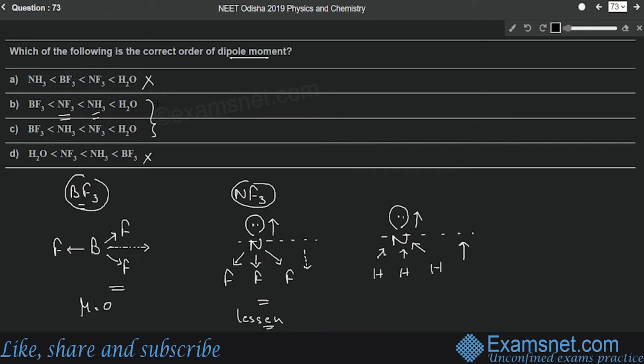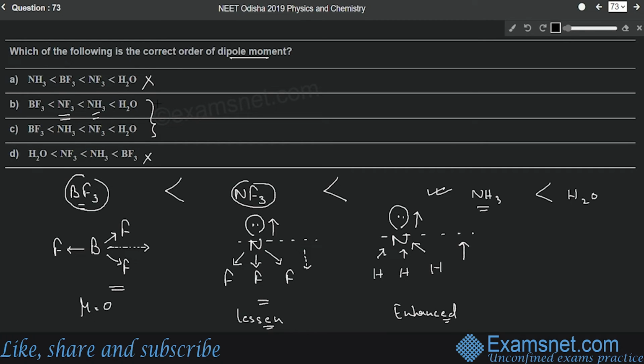So the dipole moment will be enhanced. Which should have more dipole moment? NH3. NH3 should have more dipole moment. So BF3, then NF3, then more than NF3 will be the NH3. And then the maximum is water.